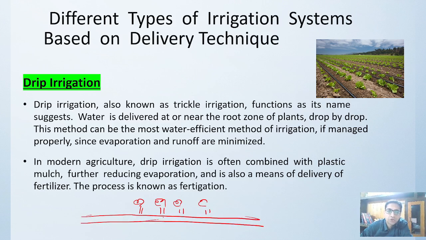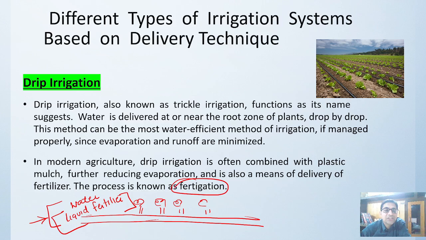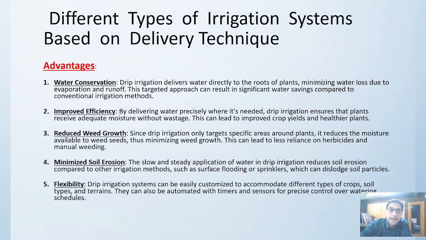Okay, so you can deliver the water from here, and you can also deliver the liquid fertilizer from here. So optimum use of fertilizer will also happen. This process is also called fertigation. Then the advantages of drip irrigation are, obviously, water conservation, preventing evaporation and runoff.